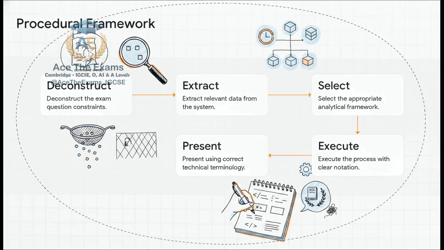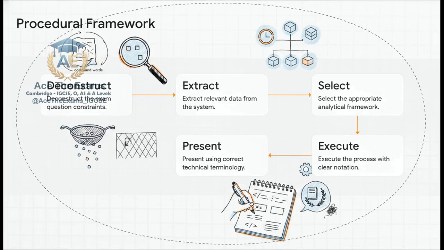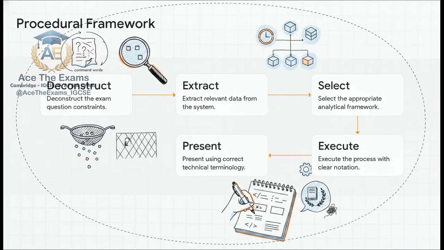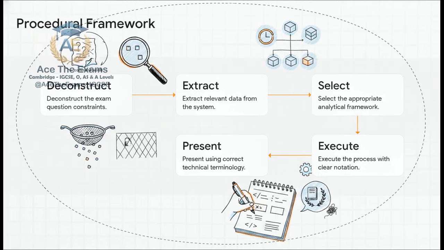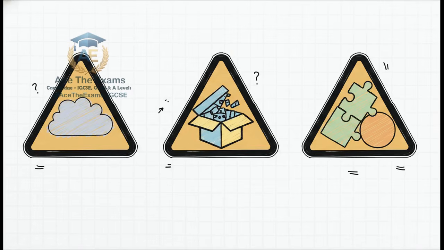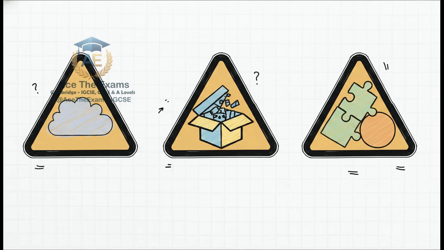First, deconstruct the question. Physically circle those command words. Second, extract relevant data. Isolate the exact constraints of the system they gave you. Third, select your analytical framework. Decide right then and there if this is a time complexity issue, a data structure choice, or a modular design problem. Fourth, execute with clear notation. Write out your pseudocode or logical steps as cleanly as possible. And fifth, present with correct terminology. Do not use informal slang. Use precise, Cambridge-approved vocabulary.